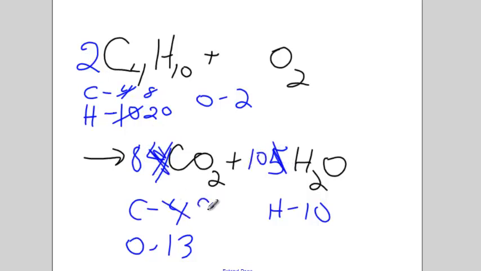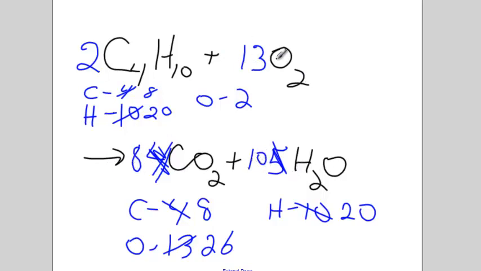Now I have 8 of these, 20 of these. My C's and my H's are balanced again. Now, though, 8 times 2 is 16. 16 plus 10. Now I have an even number. So I can put 13 there. Now this is balanced. 2 moles of C4H10, which you remember is butane, plus 13 moles of O2 yields 8 moles of CO2 plus 10 moles of H2O.